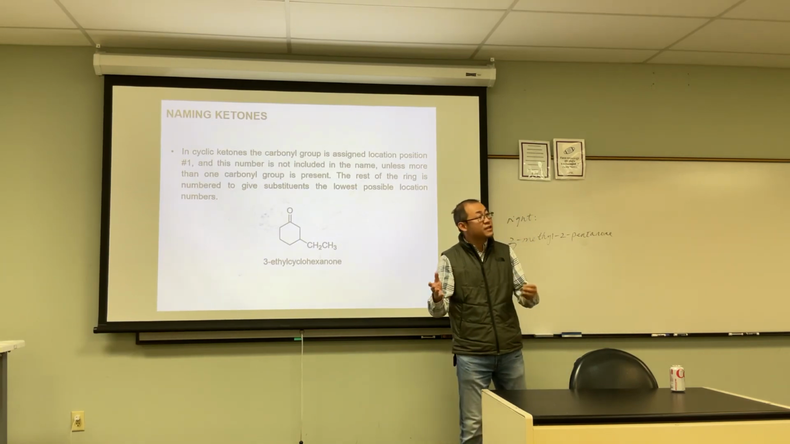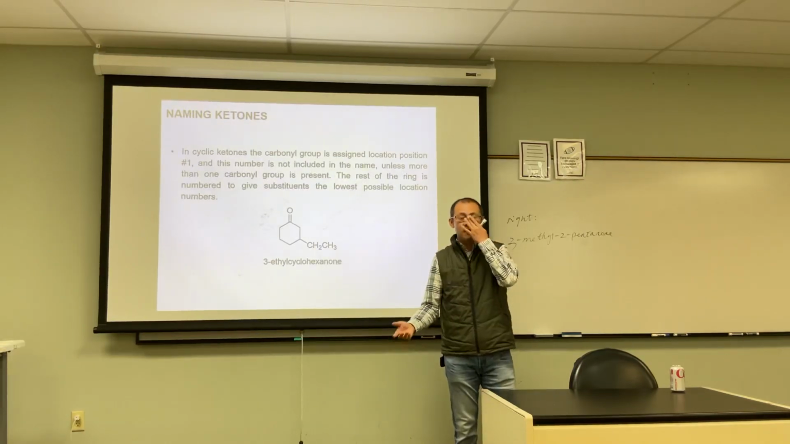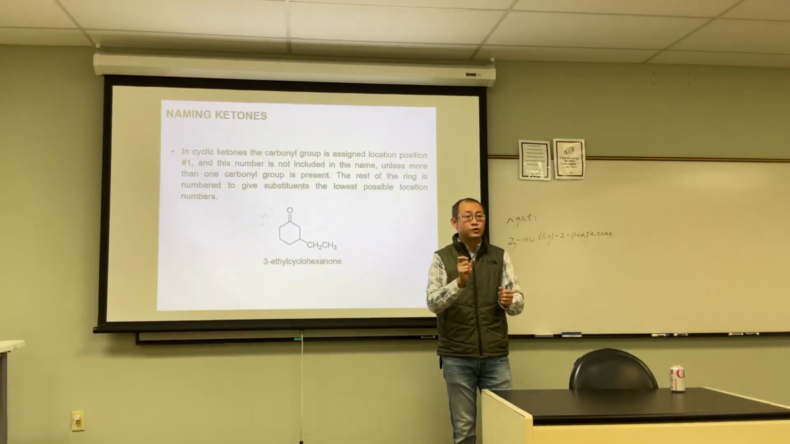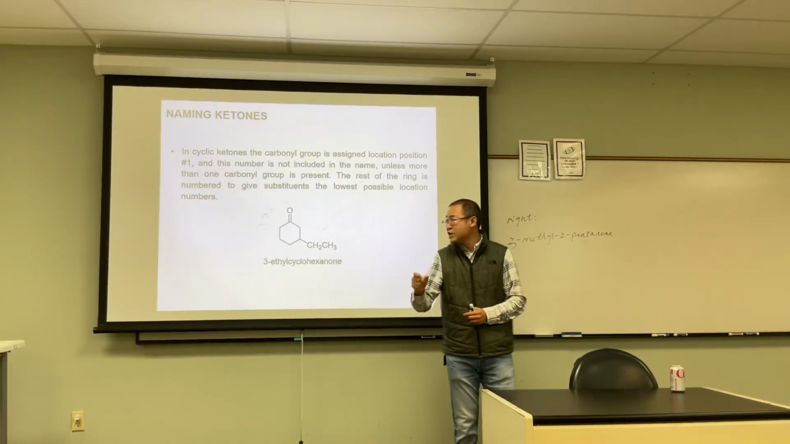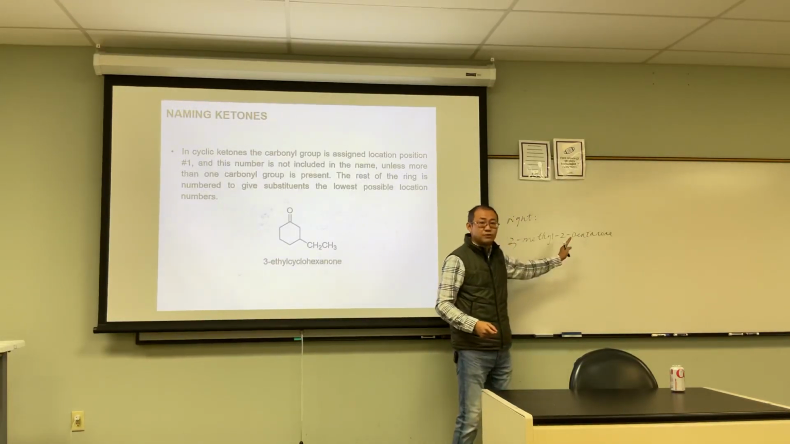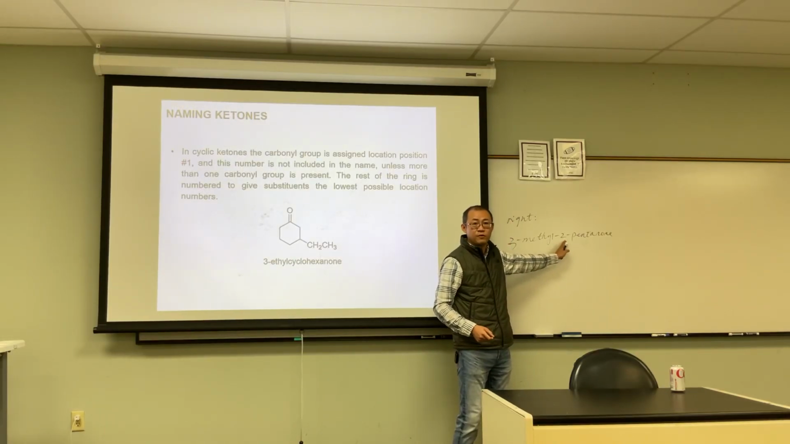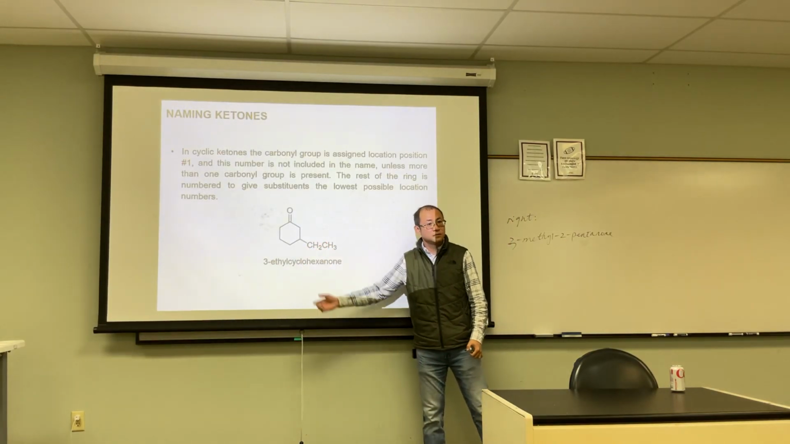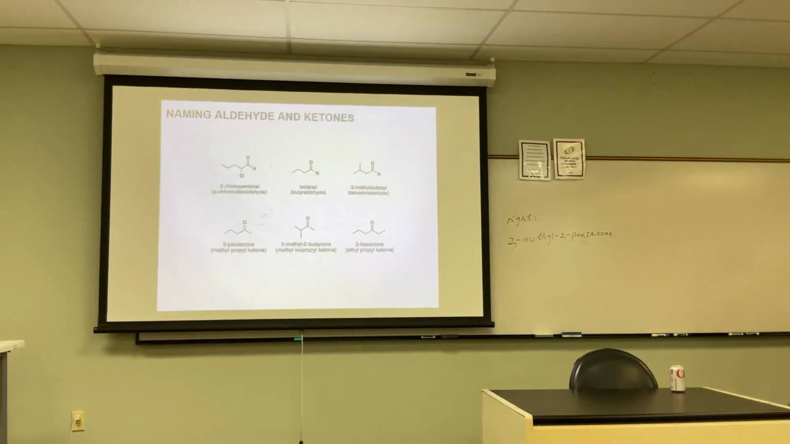Good? Again, the biggest difference between aldehyde and ketone, not the name, the name is -al or -one, is that for an aldehyde, you don't need to number the carbonyl carbon. Remember, the carbonyl carbon is the functional group. But for a ketone, you have to ask, do I need a number? Most cases you do need a number for a ketone, except for cyclic ones. That's all for naming aldehydes and ketones.